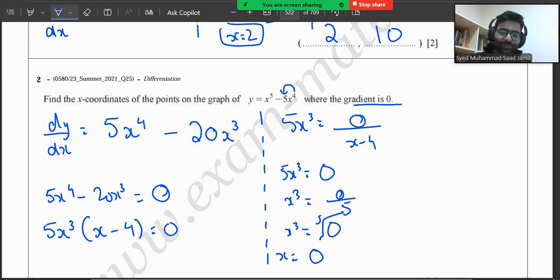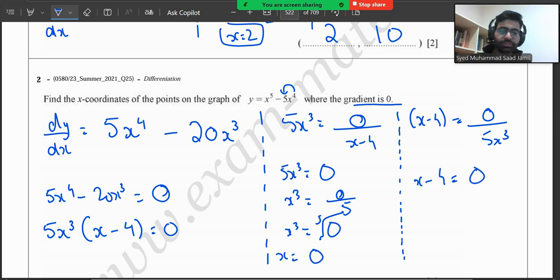This is for those who find math difficult. I have some students like this and inshallah they will get an A as well. So second, x minus 4 is equals to 0 divided by 5x raised to power 3. X minus 4 is equals to 0. X is equals to positive 4.